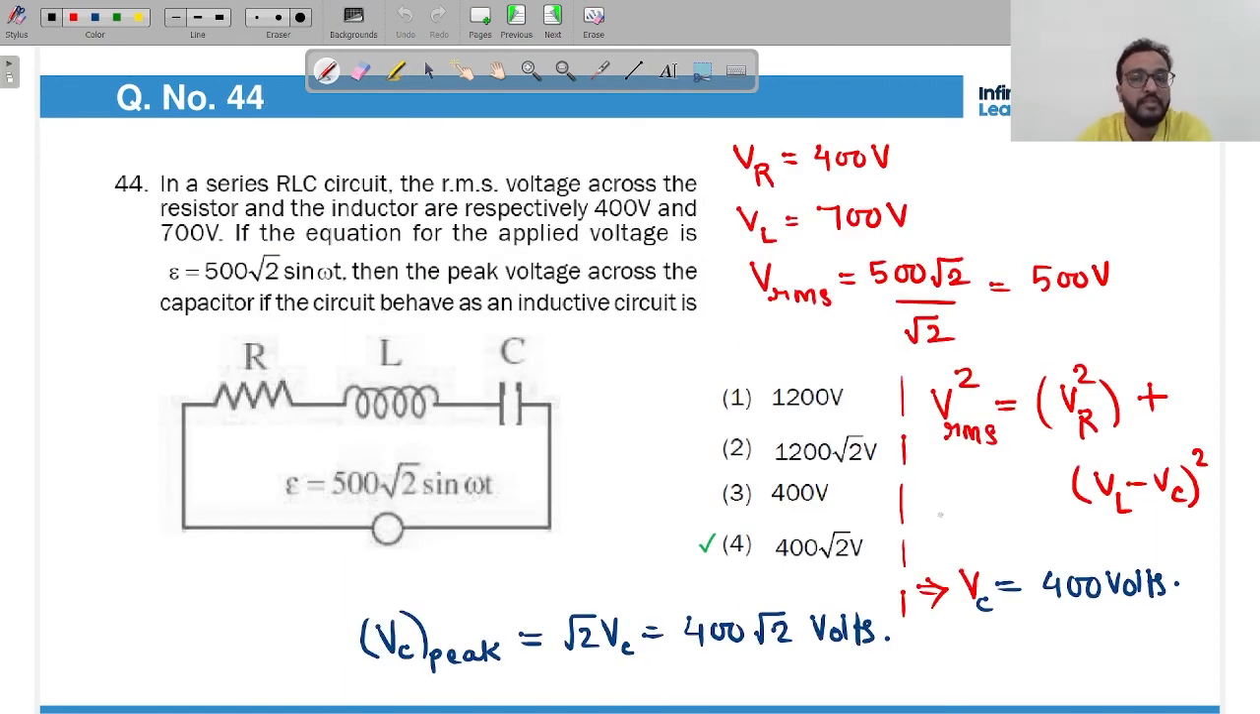Understood? Now, in a series RLC circuit, RMS voltage. Now, see, they have given us RMS voltages. So RMS voltage for resistance is given.